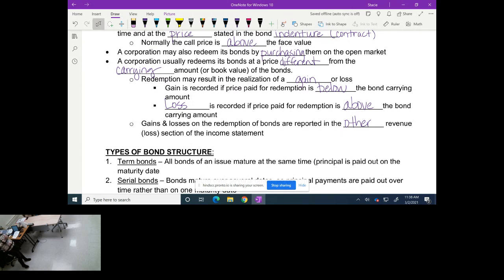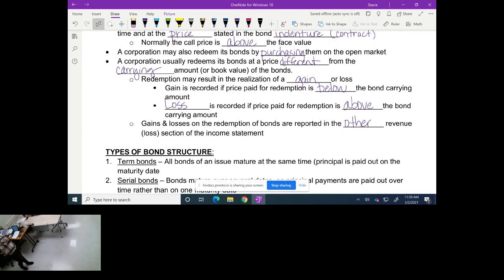If you have a gain or loss on redemption of bonds and you're doing the financial statements, I think really all we covered was revenue, expenses, net income. Well, it would be revenues, expenses, net income, other income or expense. It's another section that falls below there. So that's where that would go. Just know that for multiple choice purposes.